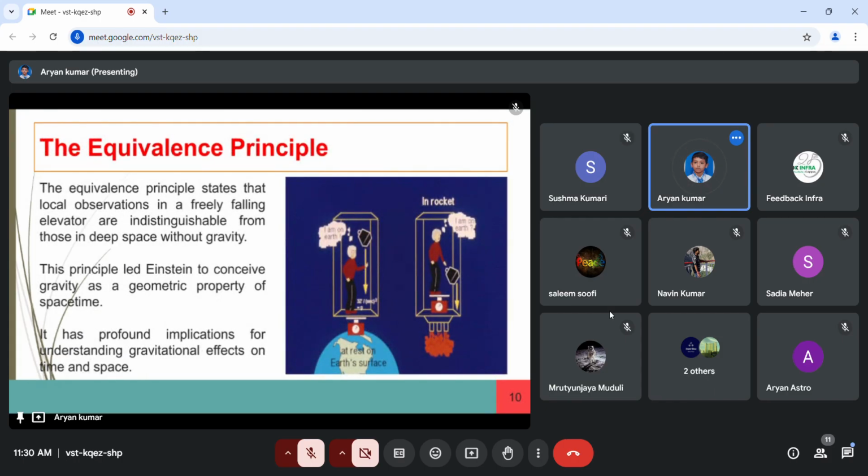So Aaron, would you like to read this? The equivalence principle.